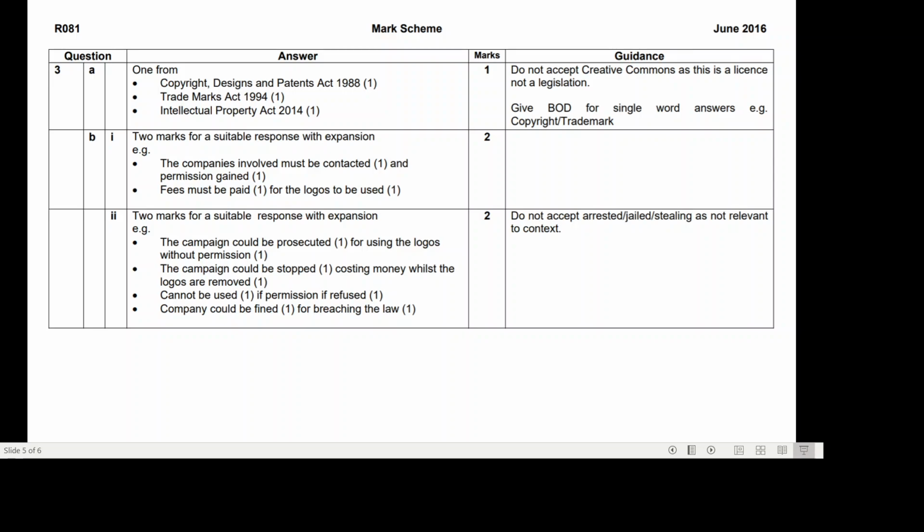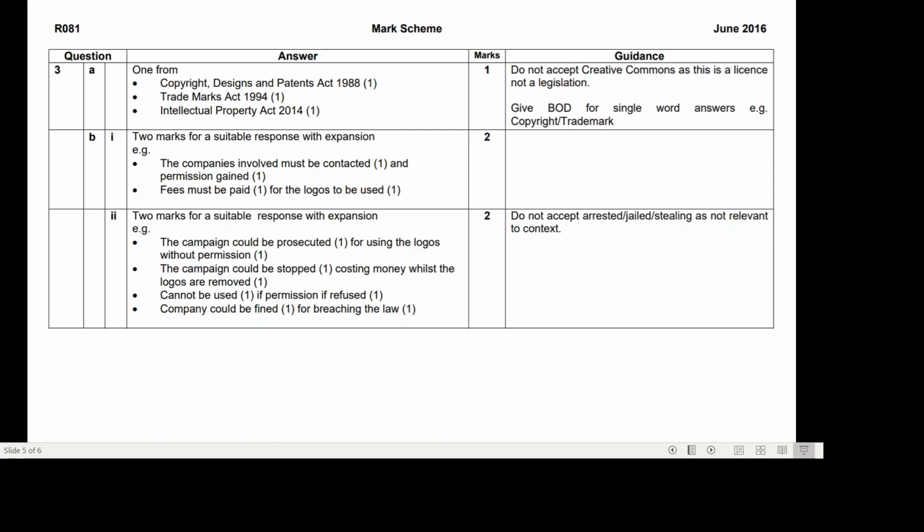And then part 2 of B, do not accept arrested, jailed and stealing as not relevant to context. Okay, so 2 marks for a suitable response with expansion. The campaign could be prosecuted. 1 mark for using the logos without permission. Another mark. The campaign could be stopped. 1 mark, costing money whilst the logos are removed. Another mark. Cannot be used. 1 mark. If permission refused. 1 mark. Company could be fined. 1 mark for breaching the law. Another mark.